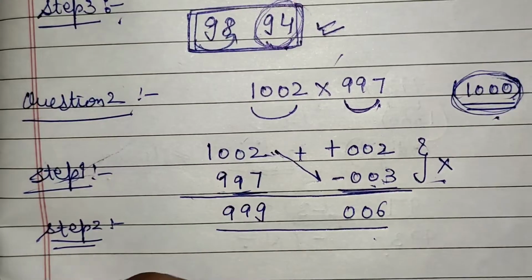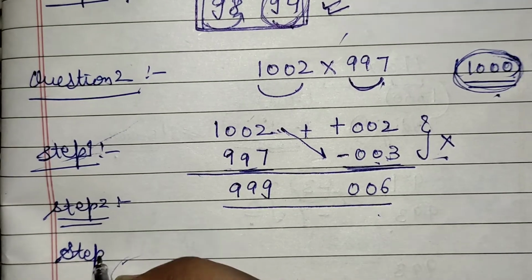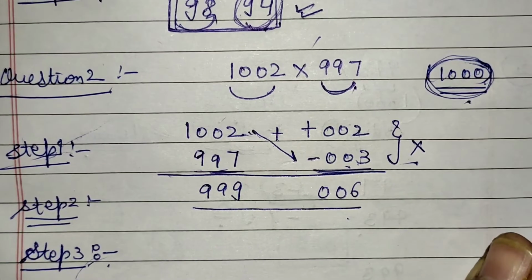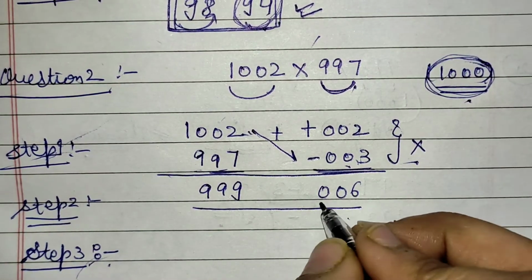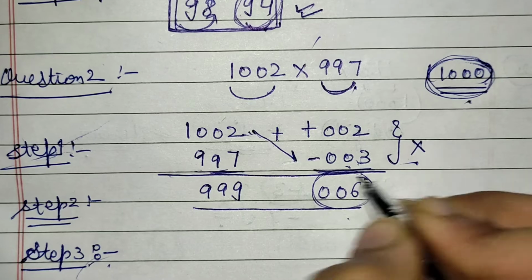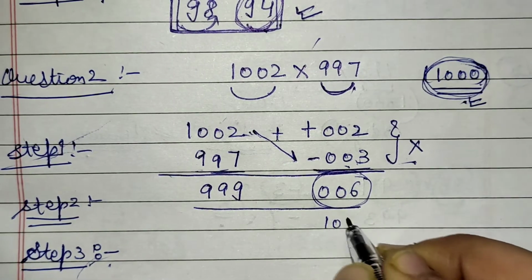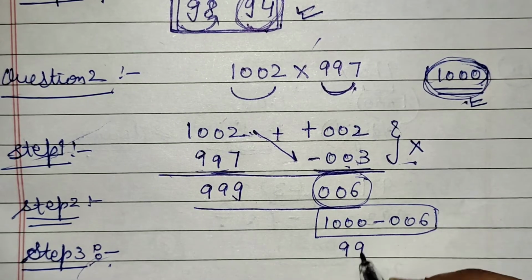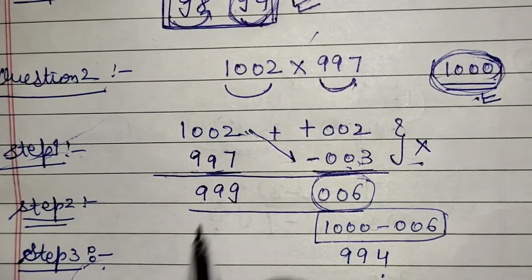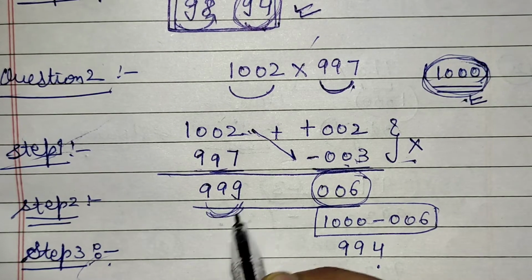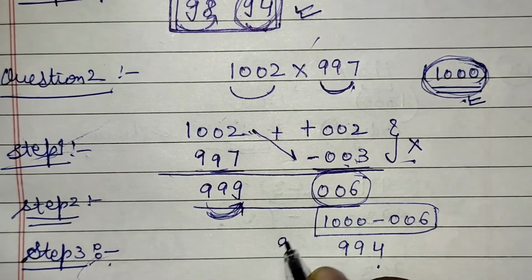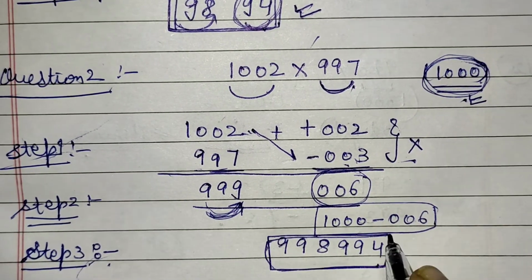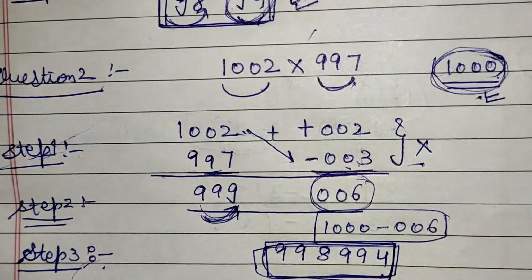Okay, so this is not your answer. You have to write down one more step before writing your final answer. So what you will do, you will subtract this 0006 from your 1000. That means 1000 minus 006 will give you what? It will give you 994. And when you subtract 1 from this value, it will give you 998. So this will be your final answer.